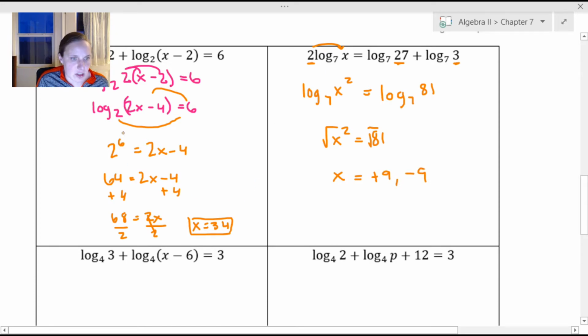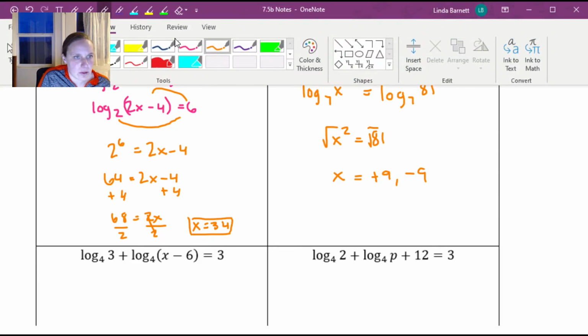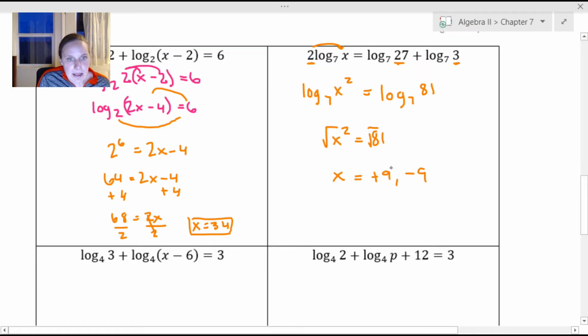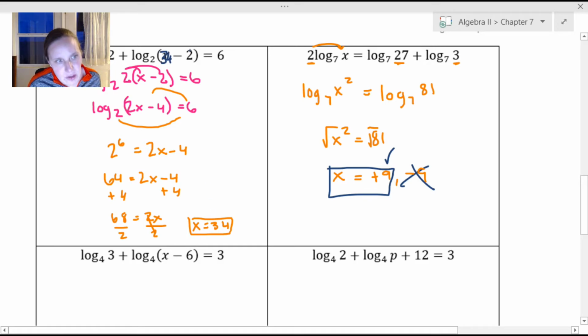But wait, make sure you check your answers. We didn't check the last one. We'll do that right now. So when I plug in positive 9 in for this x, that one will work. Check, that is an answer. But when I plug in negative 9, I cannot take the log of a negative number. So that one's extraneous, and this is my only answer. Will 34 work? If I plug in 34 right here, 34 minus 2 is still a positive 32. I can take the log of that number, so check. That one does work.